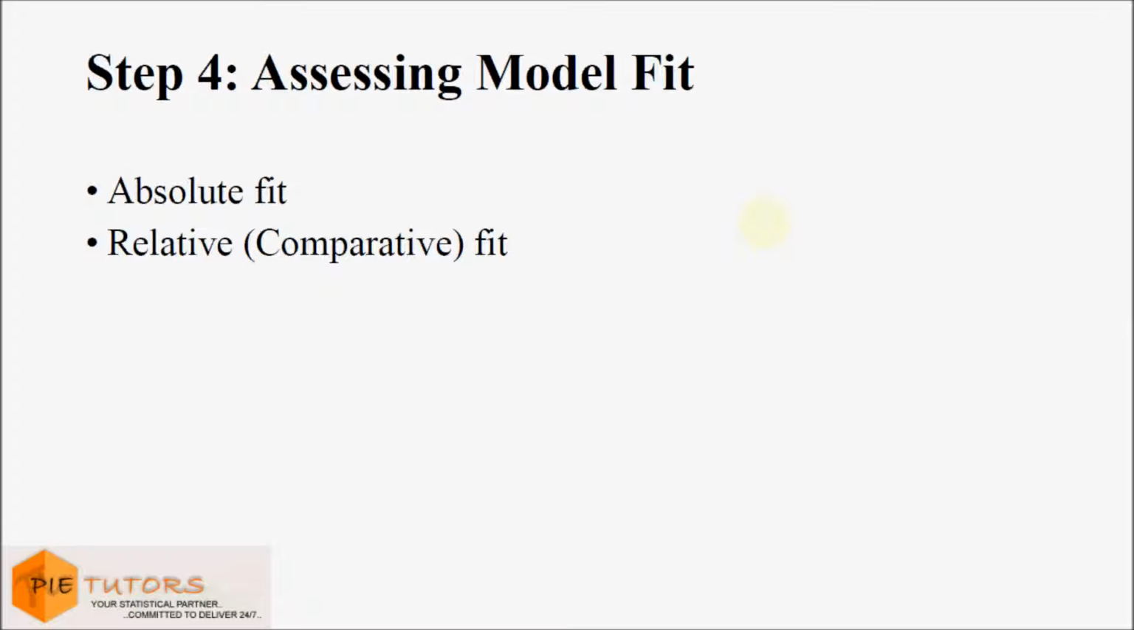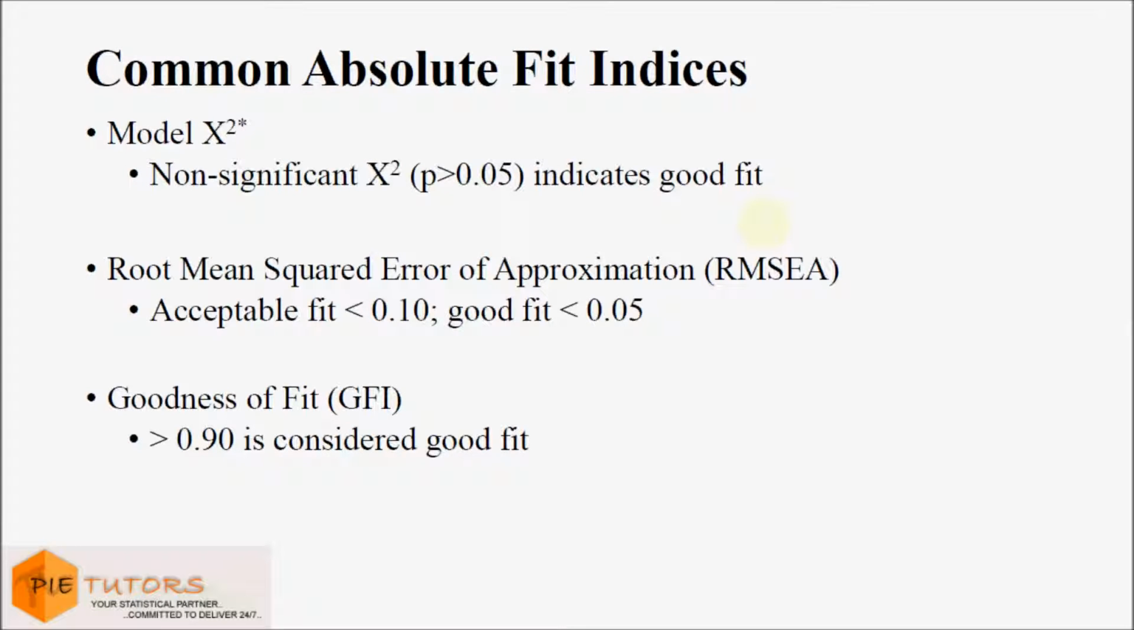Important types of absolute fit indices. So now let's look at the important types of absolute fit indices. The chi-square value. The chi-square value looks at the hypothesis that the observed and implied covariance matrices are equal. We require the significance value to be greater than 0.05.